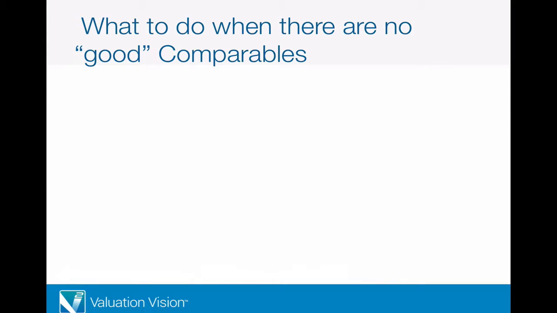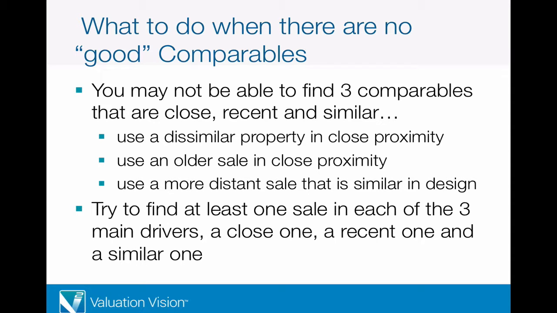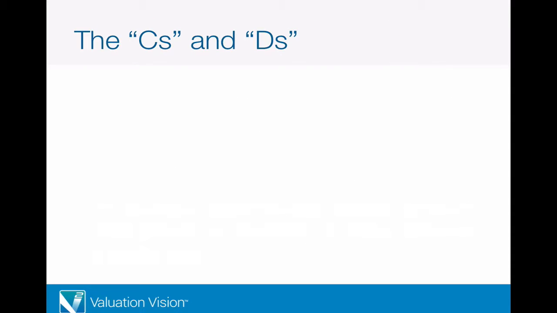What do you do when you can't find any good comparables? You may not be able to find three comparables that are close, recent, and similar. If so, use a dissimilar property in close proximity, use an older sale in close proximity, or use a more distant sale that's similar in design. Try to find at least one of each of these types to include in your report. One of the three main drivers: a close one, a recent one, and a similar one.